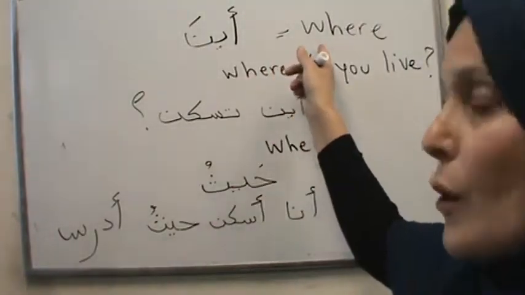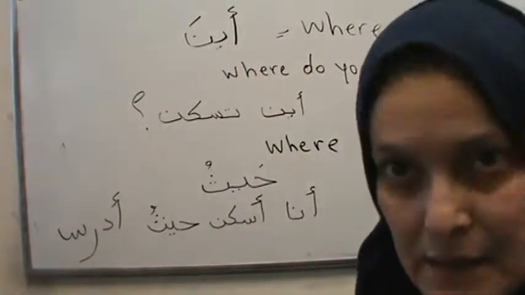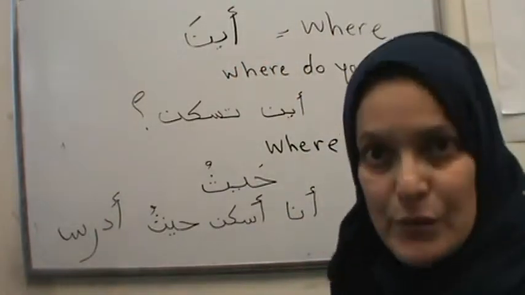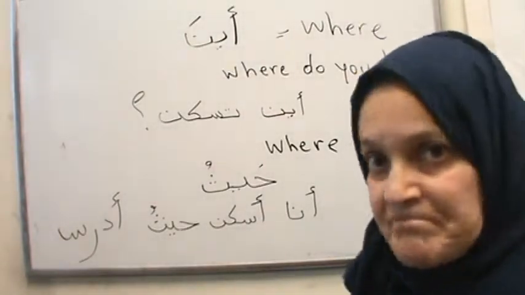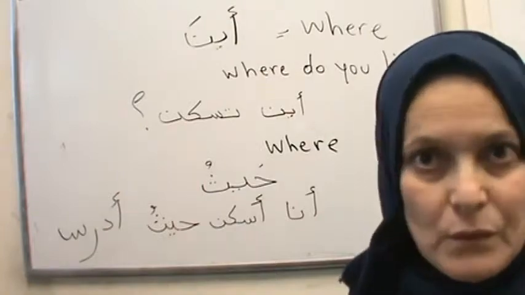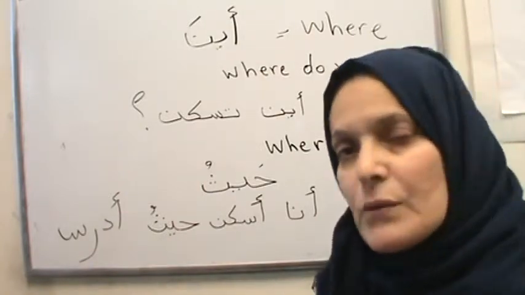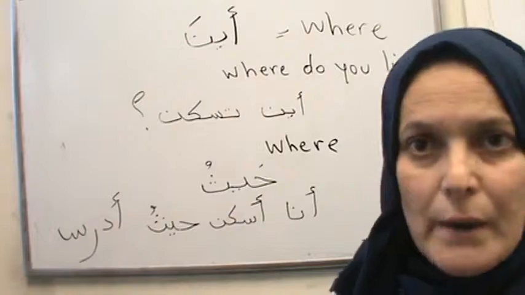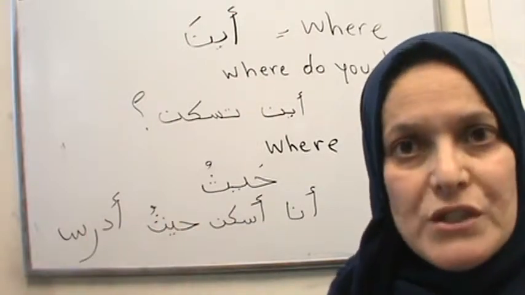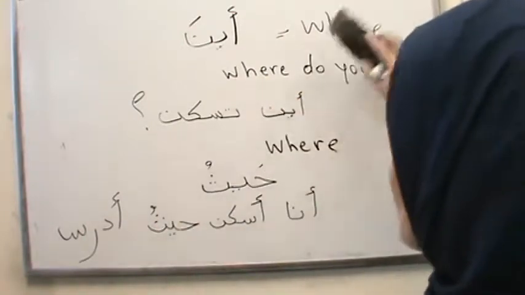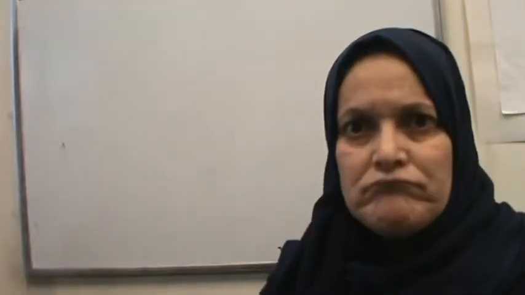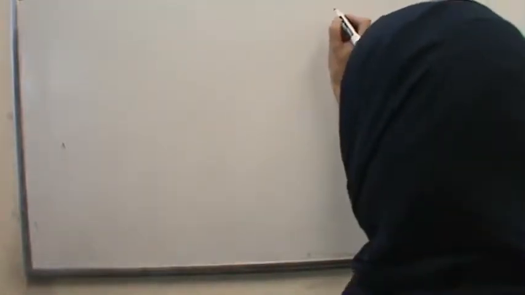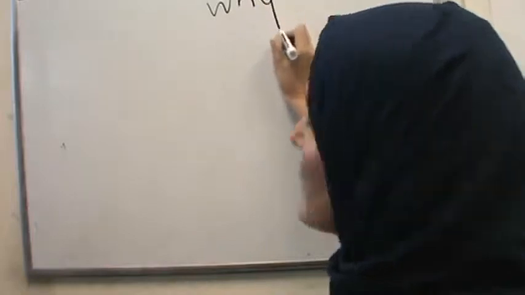So again, where in a question is أينَ. Where in a statement, حيث. But when we speak the language, we don't respect the rules, and we use ayna in both questions and statements. This is for the where. Okay. Now, why?